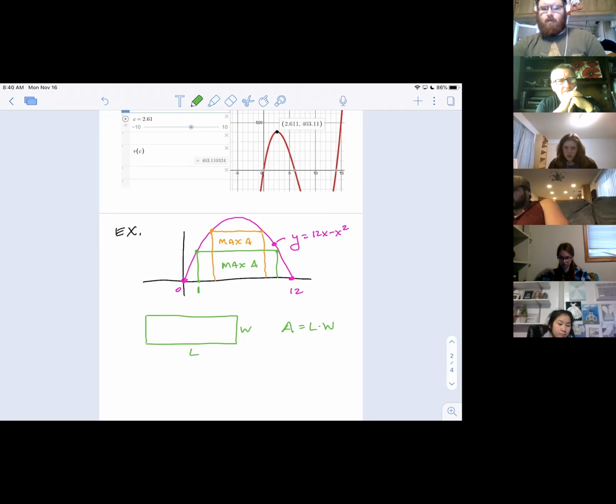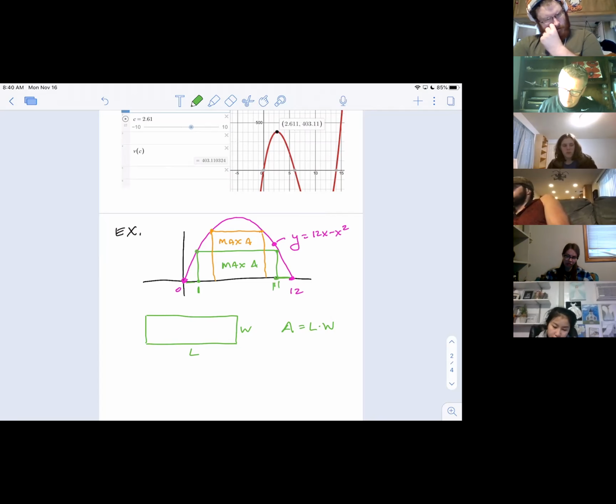Was Justin right? Yes, he is. And that's because this particular graph is symmetrical. If this was a cubic equation, that actually wouldn't work. A parabola is symmetrical. So that's exactly right. This distance is 1 and this distance is 1. So I guess that's at 11, you could say. So that distance is 10. Okay, so area equals a length of 10 times, well, how am I going to get the height right here?